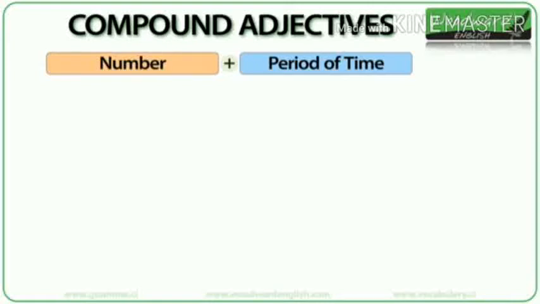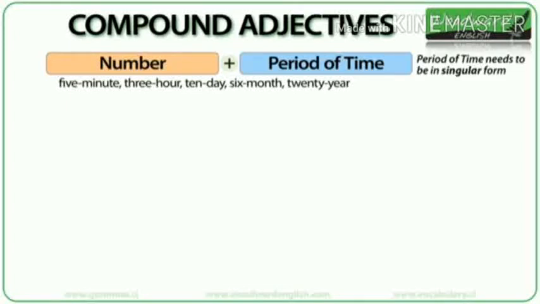Let's see now how the number plus period of time is used for making a compound adjective. 5-minute, 3-hour, 10-day, 6-month, 20-year. So all these are compound adjectives which are used with number plus period of time. So this is one way of making compound adjectives with a number and a period of time.